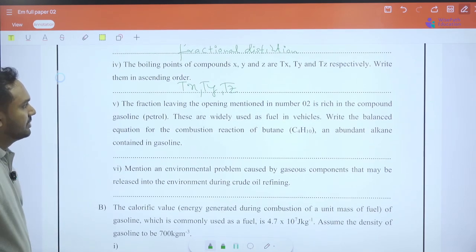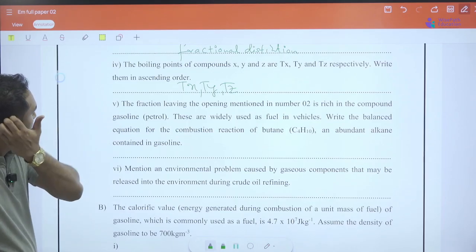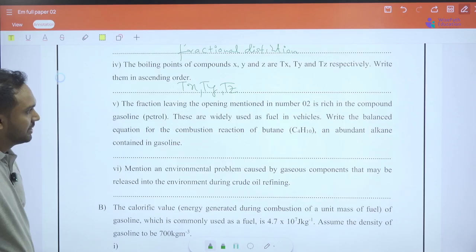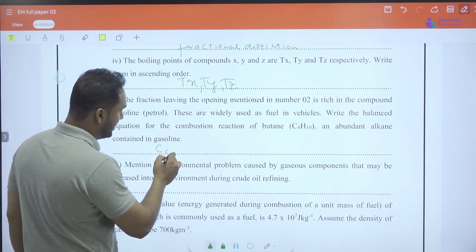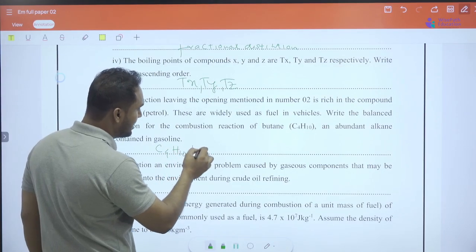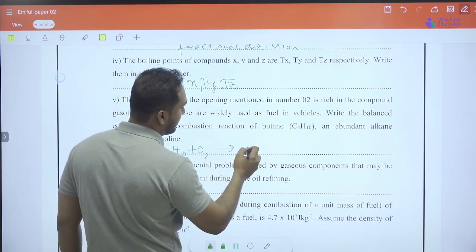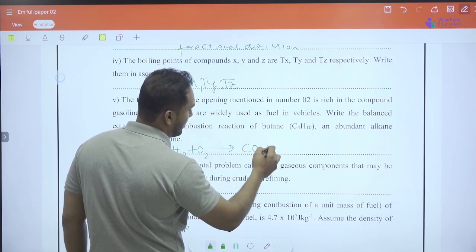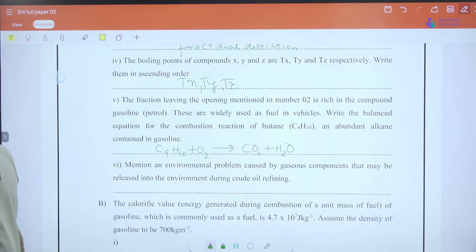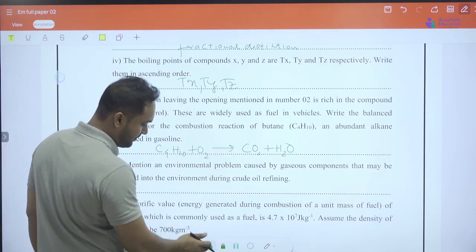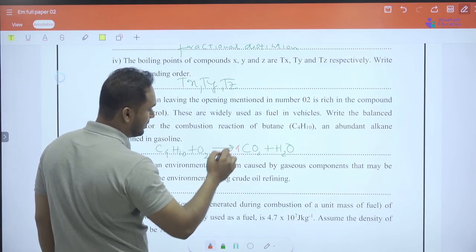The fraction leaving the opening number 2 is rich in gasoline, petrol. These are widely used as fuel in vehicles. Write the balanced equation for the combustion reaction of butane, C4H10, an abundant alkane contained in gasoline. C4H10 reacts with oxygen and the products are carbon dioxide and water. What do you balance first? Carbon. There are 4 carbons, so I add 4 here. Now the carbon is balanced.